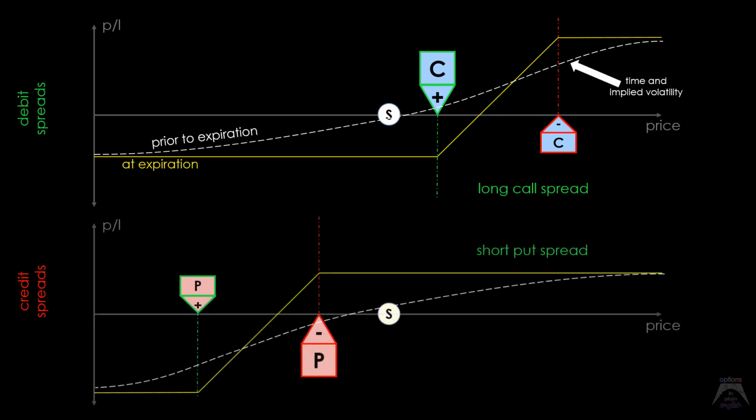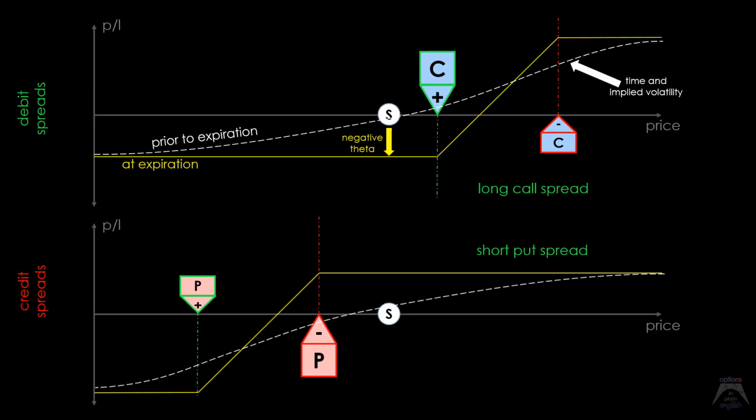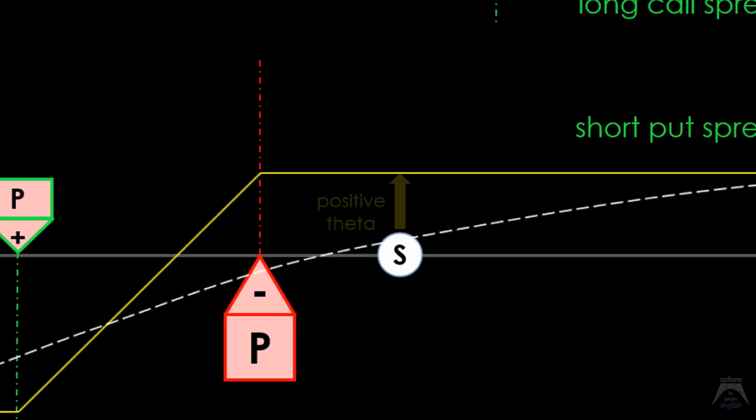For the short put spread, we see that it's also a bullish strategy, but unlike the long call spread, this strategy is initiated for a credit, which is also the strategy's max profit. As we can see here, if time passes and the stock expires where it is right now, the long call spread will have a loss, so it has negative theta, whereas the short put spread would be at a profit, so it has positive theta.